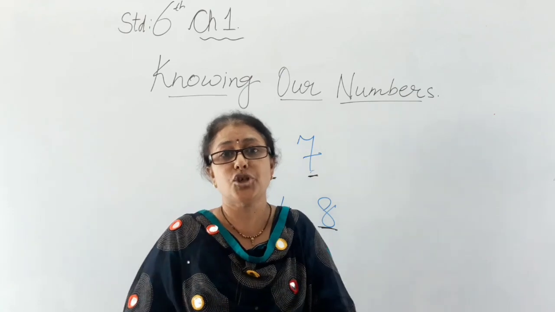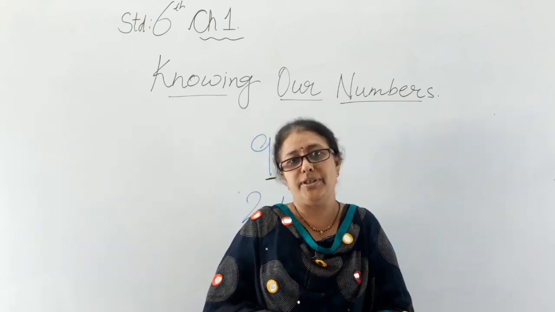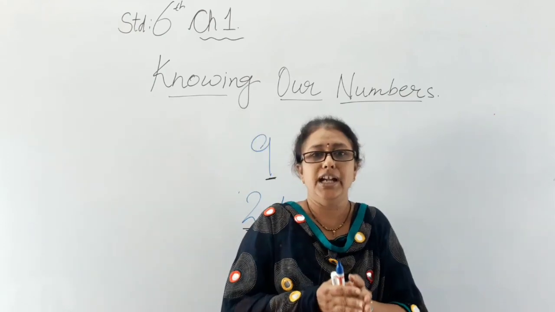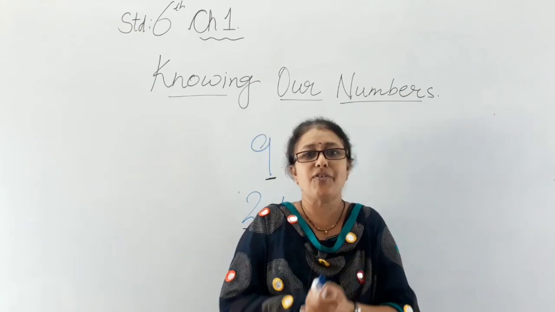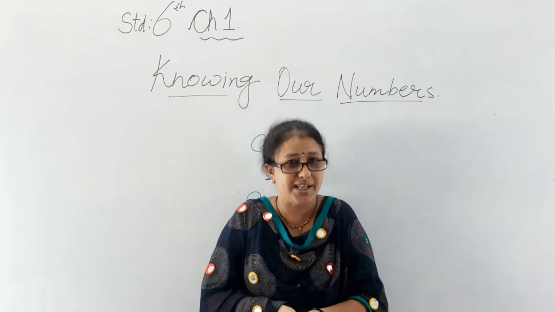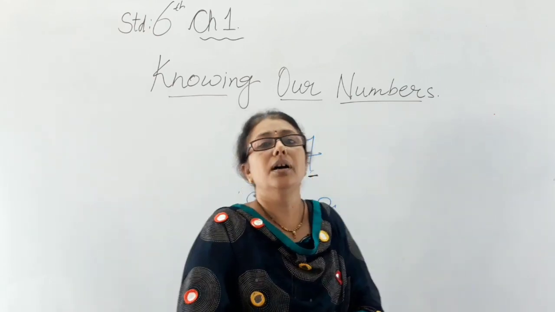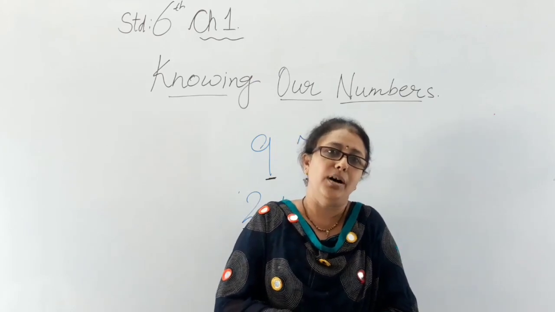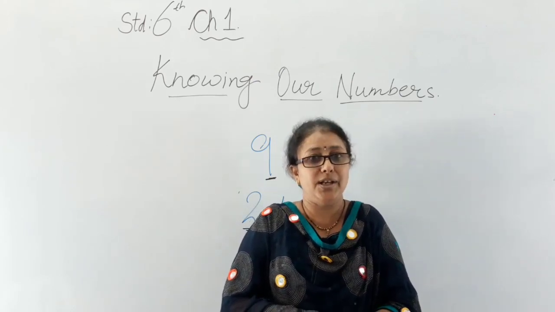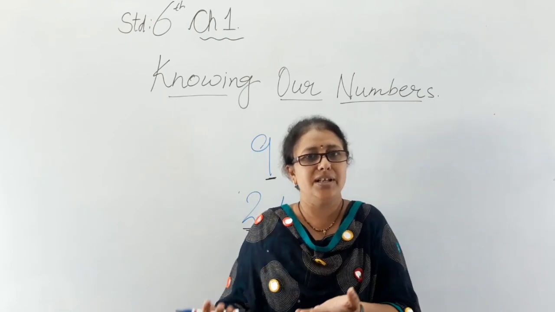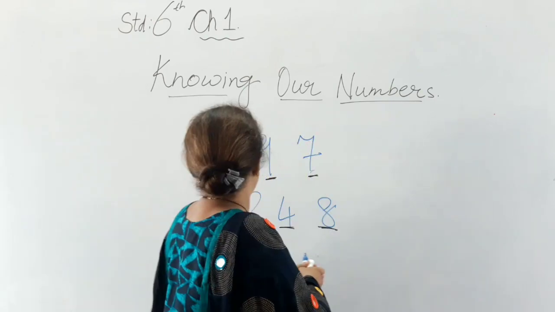So students, in short, numbers are formed with the help of digits, and when digits come together, they form a number. So we have completed the introduction of digits and how they form numbers. Now I am going to explain the place value of numbers, or rather how to compare numbers to find which is greatest and which is smallest.